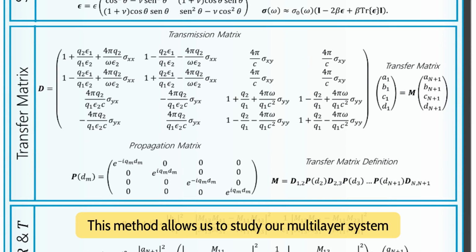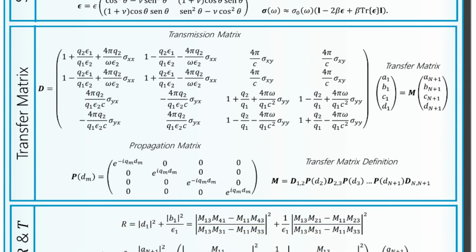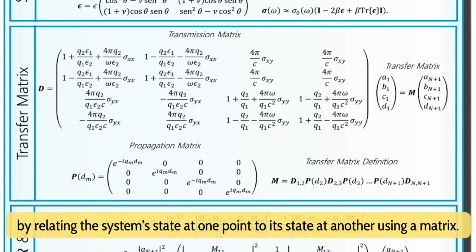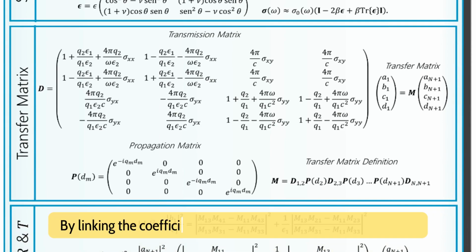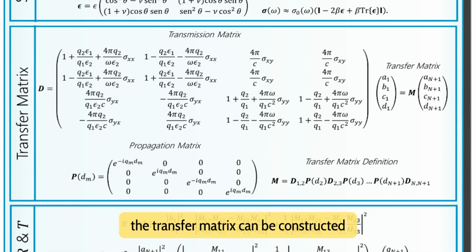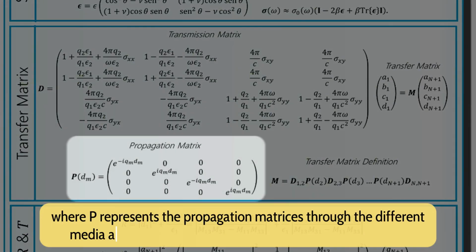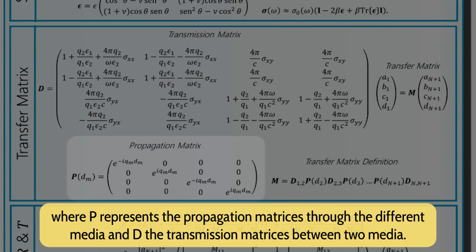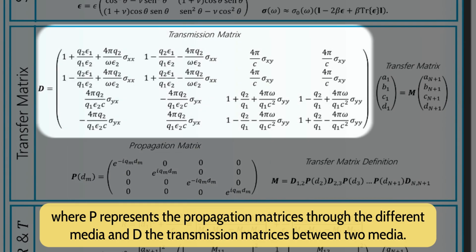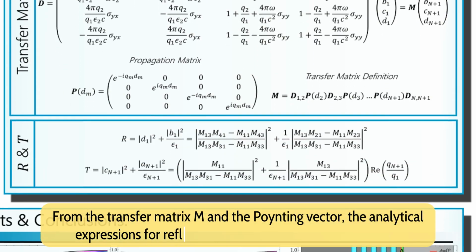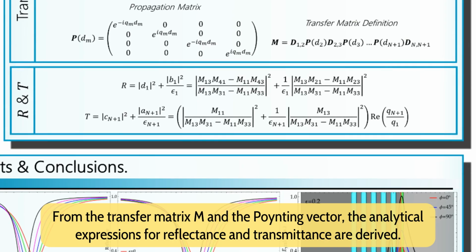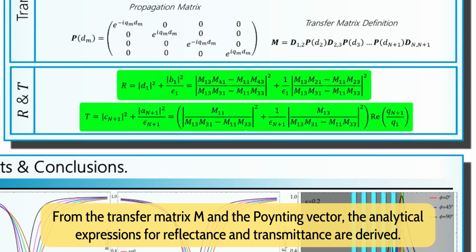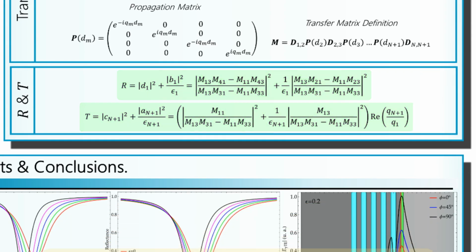This method allows us to study our multilayer system by relating the system's state at one point to its state at another, using a matrix. By linking the coefficients of the incident and transmitted fields, the transfer matrix can be constructed, where P represents the propagation matrices through the different media and T the transmission matrices between two media. From the transfer matrix M and the Poynting vector, the analytical expressions for reflectance and transmittance are derived.